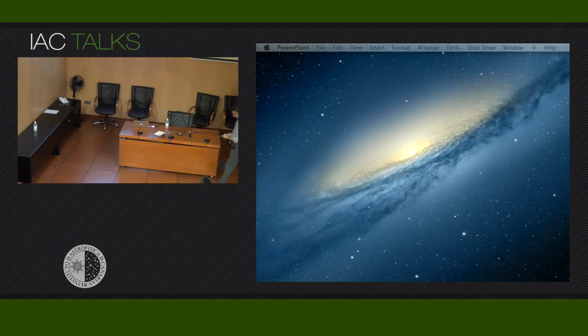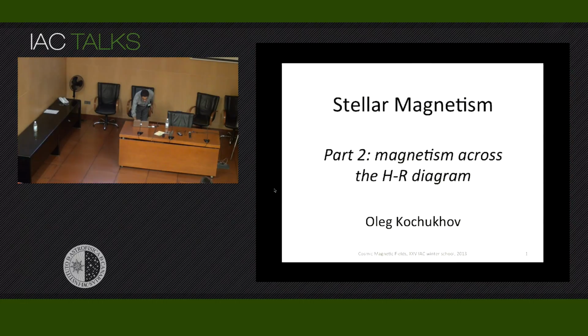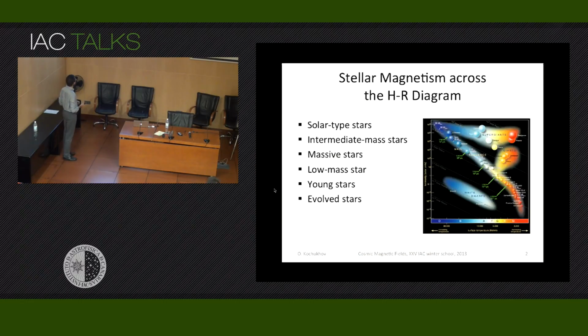So this is what I wanted to say about the methodology and the basics, and now I'm going to part 2, describing observations of magnetic fields in stars all across the Hertzsprung-Russell diagram. And in particular, I have identified these classes of stars for which a lot of research has been done recently: solar type stars, intermediate mass stars, massive, low mass, young and evolved.